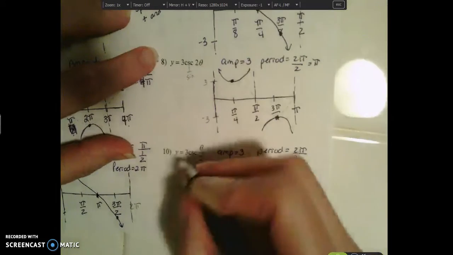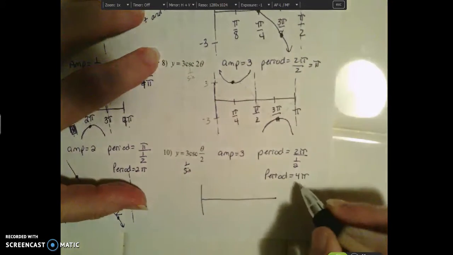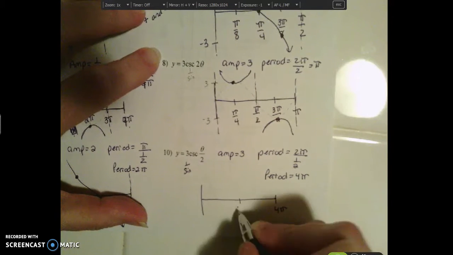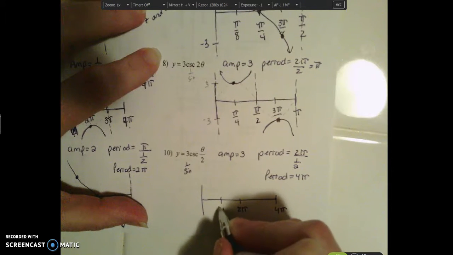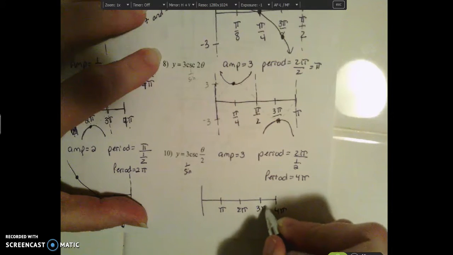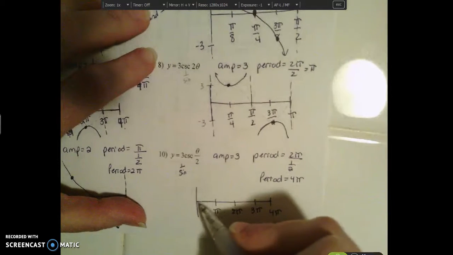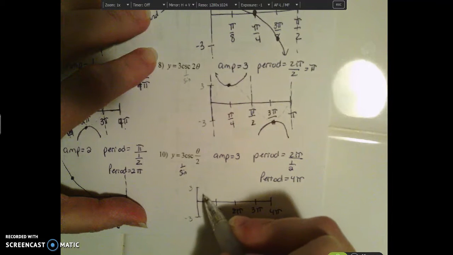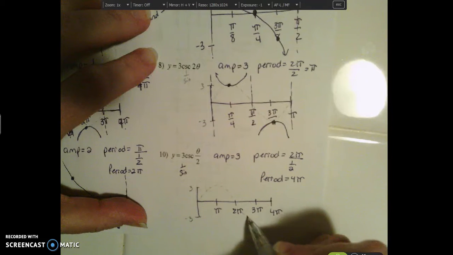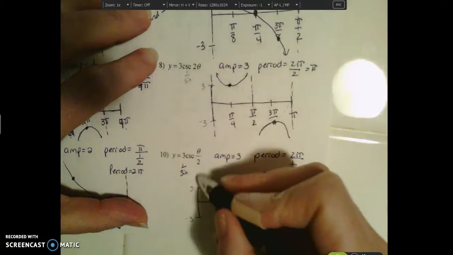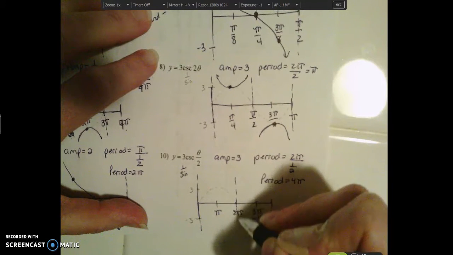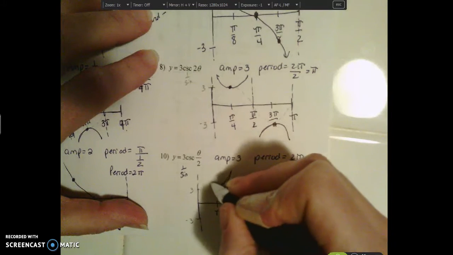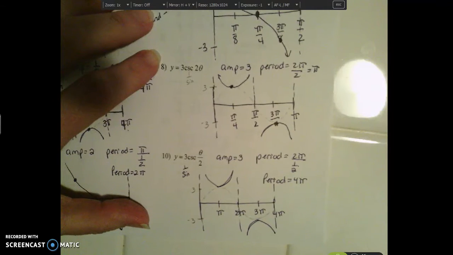And last one, a cosecant again, is 1 over sine. Period is 4 pi. So here's 4 pi. Half of that is 2 pi. Half of that is pi. Count by pi's, that's 3 pi. Okay, so remember it's going to be the sine curve with an amplitude of 3 and negative 3. So sine curve. Right, so asymptote here, asymptote here, asymptote here, and then my lower half of my parabola, so to speak, and the upper half. Alright, I hope this helps.